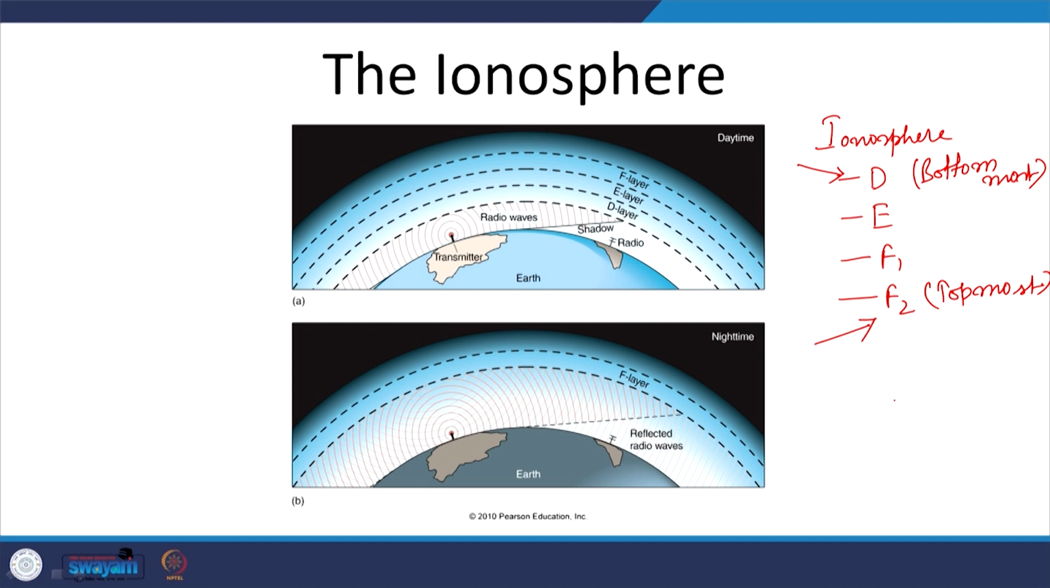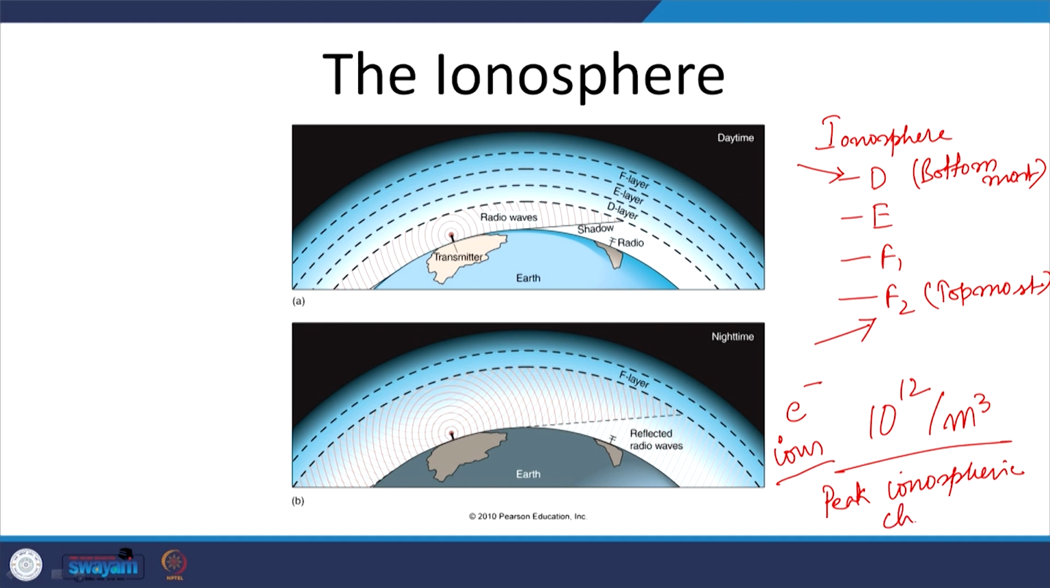So, typically the densities that we are talking about are 10 to the power of 12 electrons or 10 to the power of 12 ions per meter cube in the ionosphere, in the peak ionospheric concentration. So, this is the peak ionospheric charge density. That means you have this many electrons or ions per unit volume.